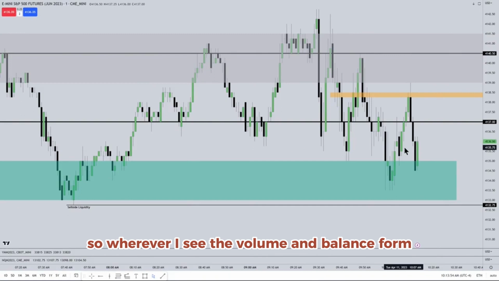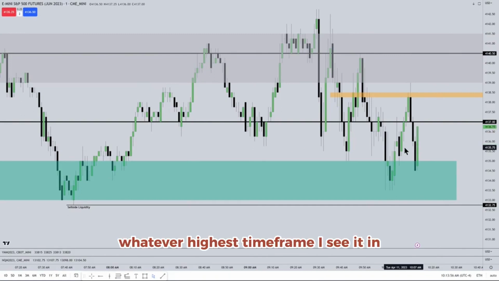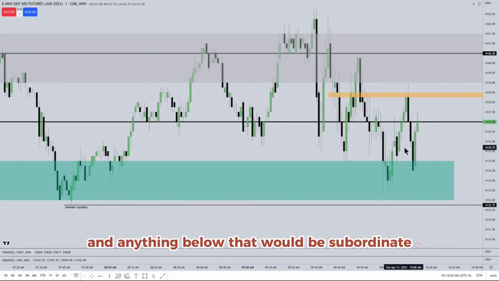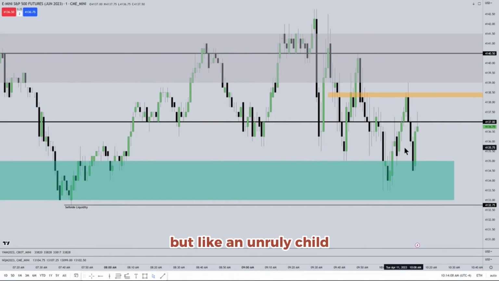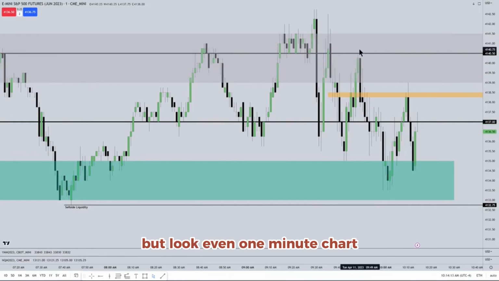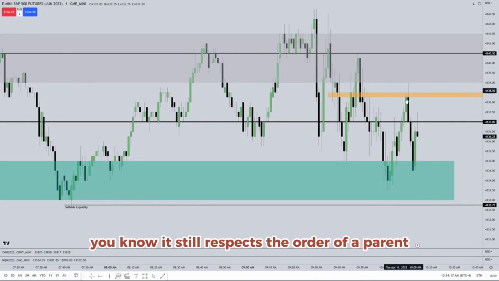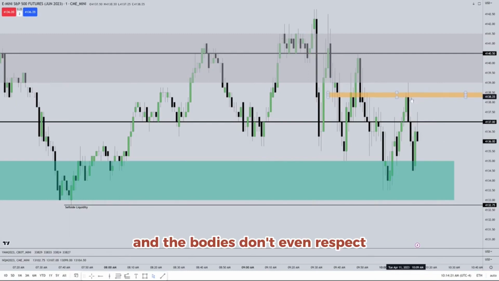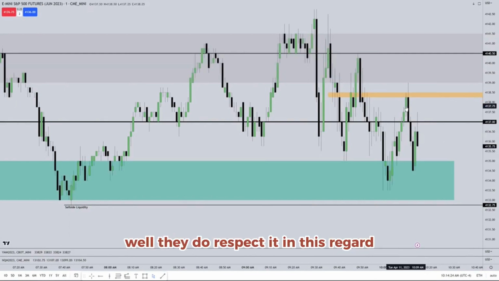So wherever I see the volume imbalance form, whatever highest time frame I see it in, that's the one I'm referring to. Like, that's the parent. And anything below that would be subordinate. But like an unruly child, this is the volume imbalance, but look, even in the 1 minute chart, it can stray outside the boundaries. But ultimately, it still respects the order of the parent from that higher time frame. And the bodies don't even respect. Well, they do respect it in this regard, but they don't lay over top of it.